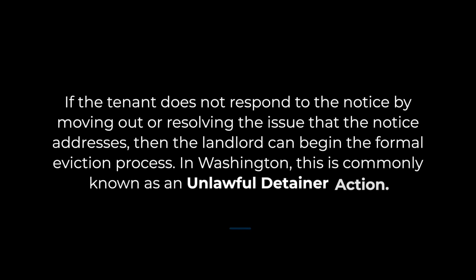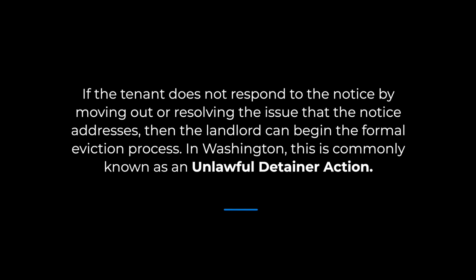Per Washington law, the landlord must deliver the notice by handing it personally to the tenant. If the tenant is not home, the landlord can leave a copy with another tenant or send it through certified mail. If the notice is sent by mail, then 1 additional day gets added to the time period specified in the notice. No matter the method of delivery, the landlord must obtain proof of service for the court. If the tenant does not respond to the notice by moving out or resolving the issue that the notice addresses, then the landlord can begin the formal eviction process.